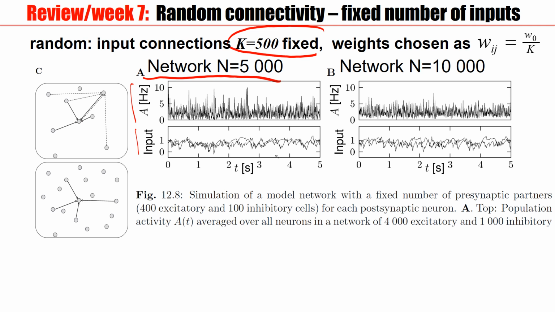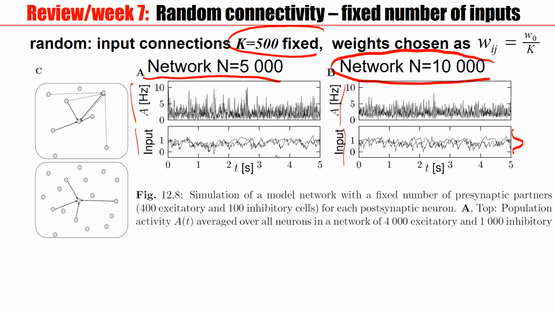And now we can do the same for the network with N equal 10,000 neurons. Now the population activity averages over 10,000 neurons instead of 5,000. But if you look at the input, then the variance of the input is exactly the same. And this is what we are going to exploit now in the context of these Fokker-Planck equations.